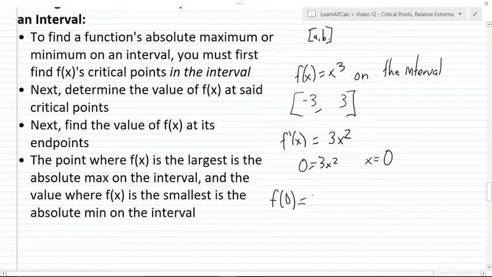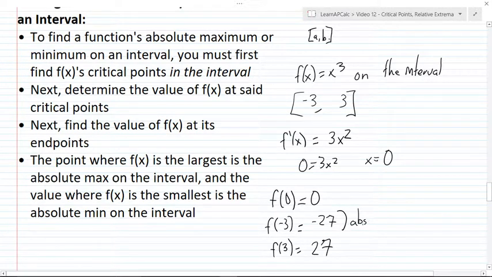f of 0 equals 0. And then since I said that our endpoints can be absolute maxes and absolute mins, we need to plug those in. So this is equal to -27, and this is equal to 27. And looking at this, we can see that -27 is our absolute min, and 27 is our absolute max.